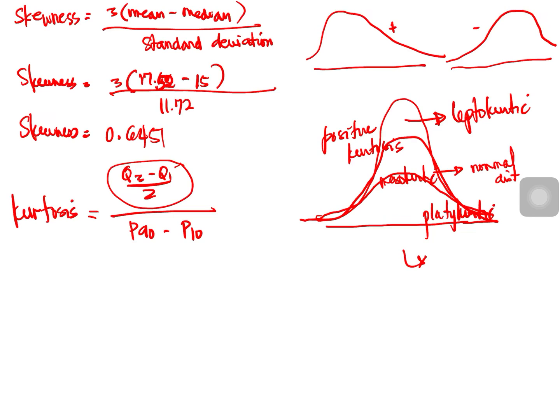Okay, so for the kurtosis of our distribution, we have our Q3 of 24 minus our Q1 of 9, divided by 2, divided by our P90 of 36 minus P10 of 4. So what is our kurtosis? We have 0.234.